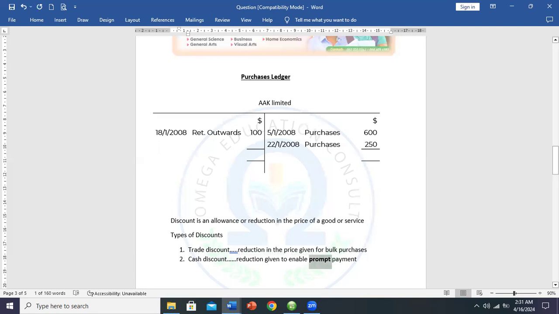Now, there are also two types of cash discount. And these are discount allowed and discount received.